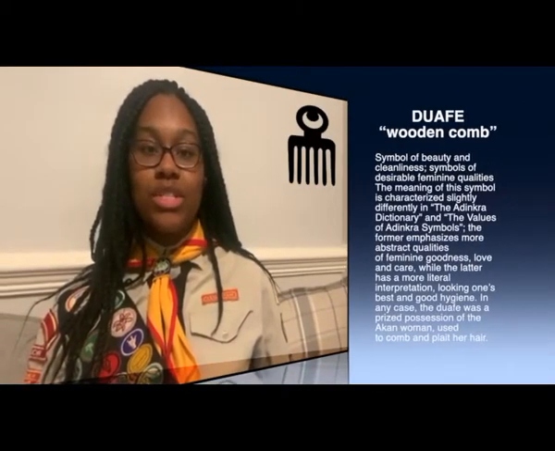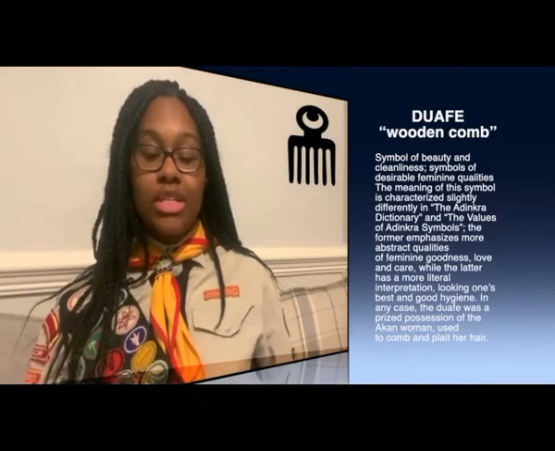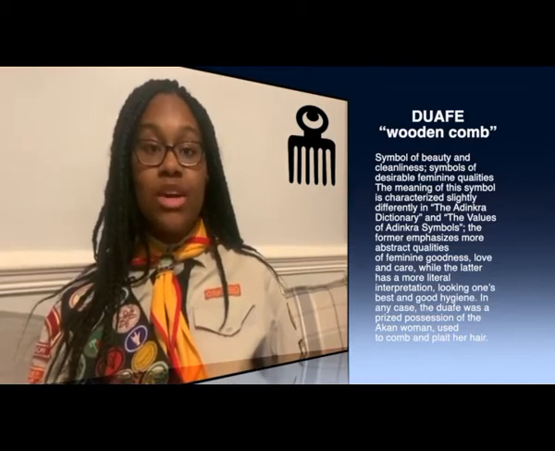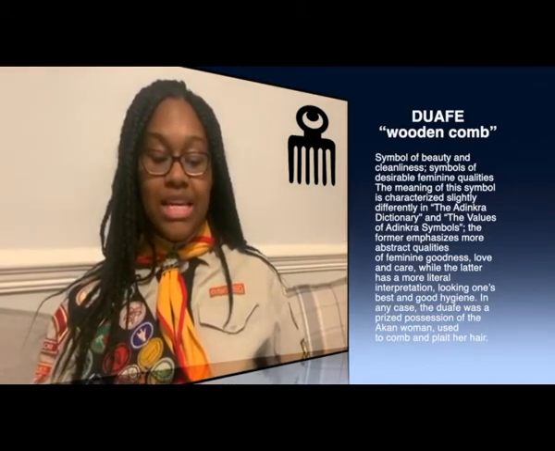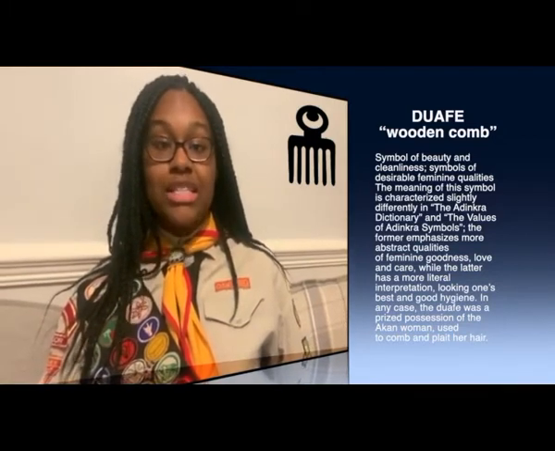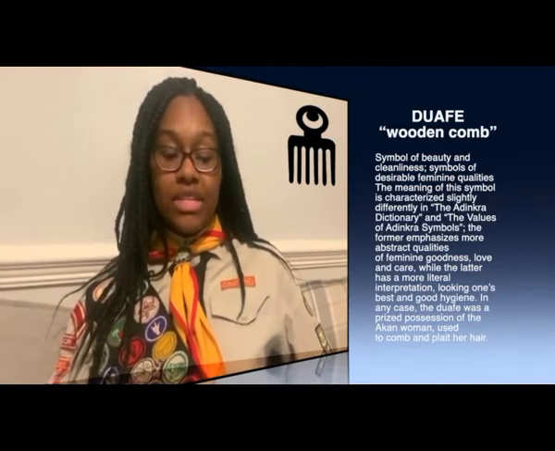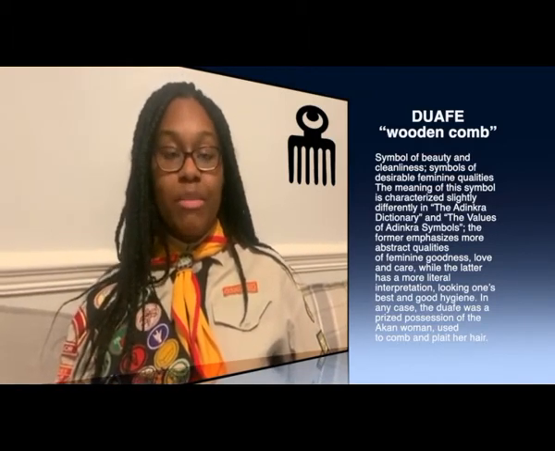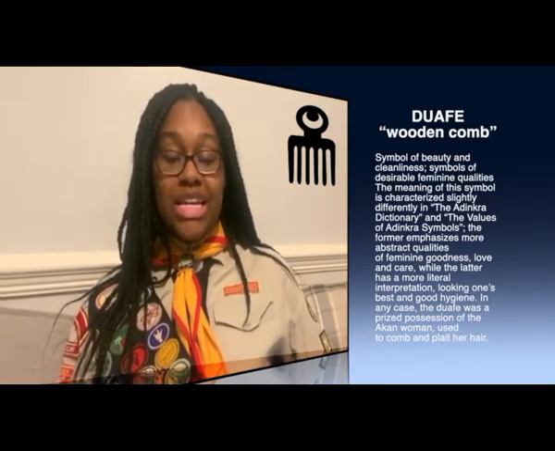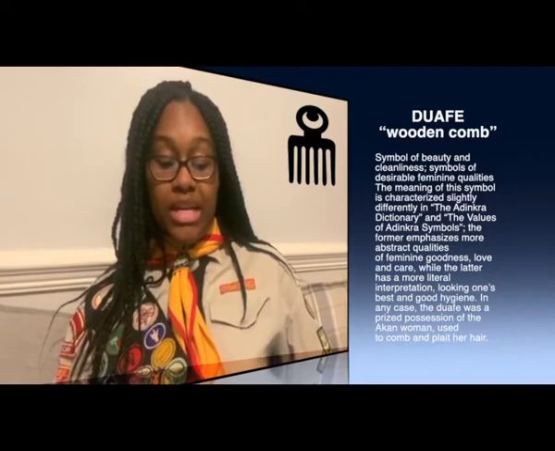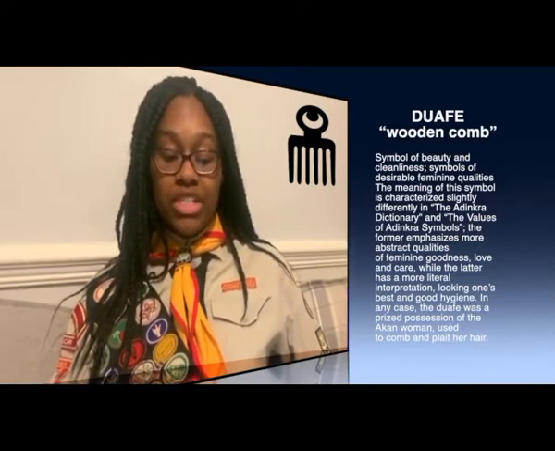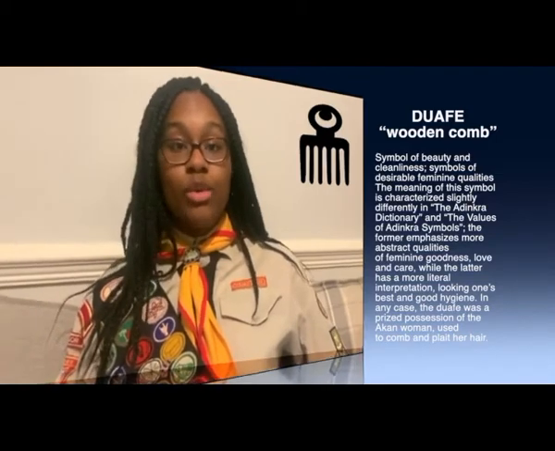Diafe, this means wooden comb. Symbol of beauty and cleanliness, symbols of desirable feminine qualities. The meaning of this symbol is characterized slightly differently in the Adinkra dictionary and the values of Adinkra symbols. The former emphasizes more abstract qualities of feminine goodness, love and care, while the latter has a more literal interpretation, looking one's best and hygiene. In any case, the diafe was a prized possession of the Akan woman used to comb and plait her hair.